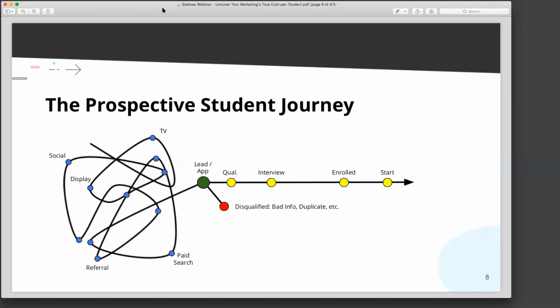And then once they become a lead, an application, however you want to consider them, it flattens out a little bit because you're moving through almost a sales process with admissions reps, with advisors. Maybe they're disqualified right off the bat, bad information, duplicate, etc. But ideally, you can see all of it.